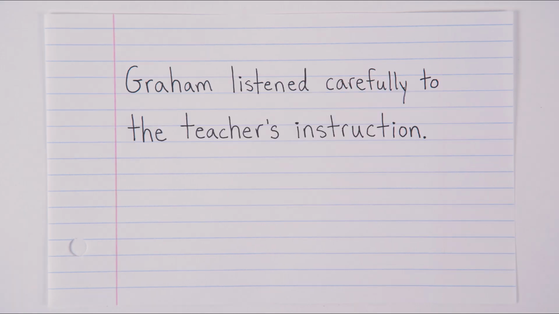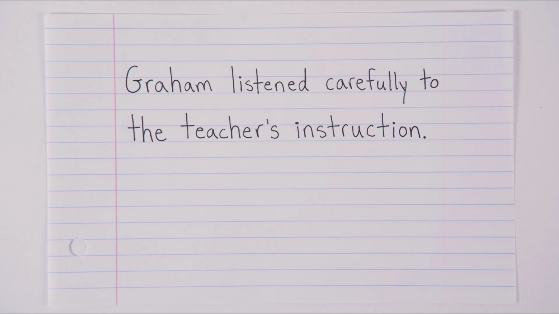Two more. Graham listened carefully to the teacher's instruction. Now, this sentence may be a bit longer, a bit more complex than the ones before it, but that doesn't change anything. What is the subject of this sentence? We always start there. Graham, right? That's our subject. And is Graham the one performing the action, or is Graham the one receiving the action? Well, the action is listened, and Graham is the one doing that, right? Graham is the one listening.